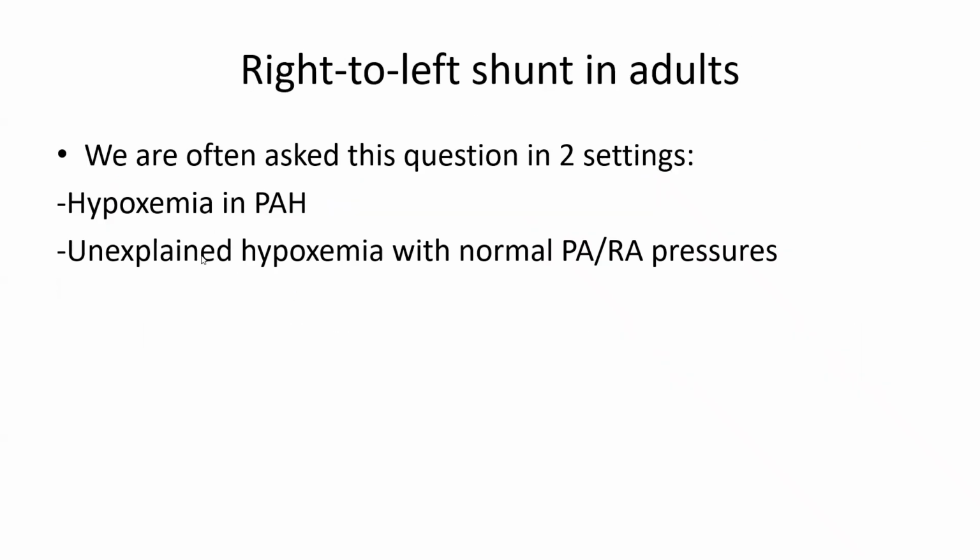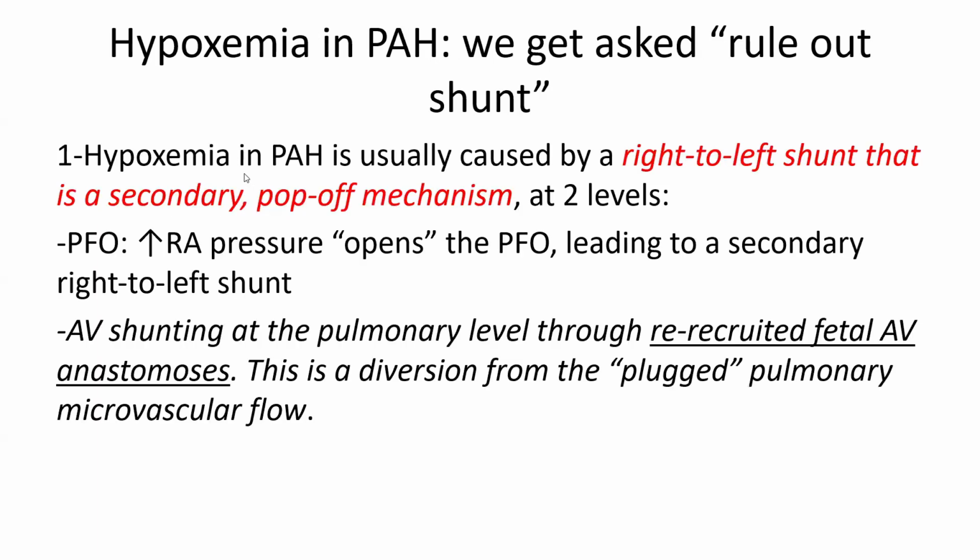So let me answer the first one, hypoxemia in PAH. Hypoxemia in PAH, this is the answer. It's a clinical answer. It is usually caused by a right to left shunt. That is a secondary pop-off mechanism at two levels. So when somebody has hypoxemia with PAH and the doctor is asking you, can you diagnose to me right to left shunt? The answer should be twofold.